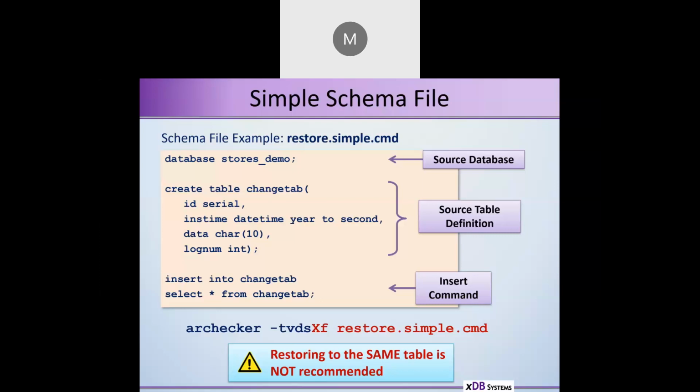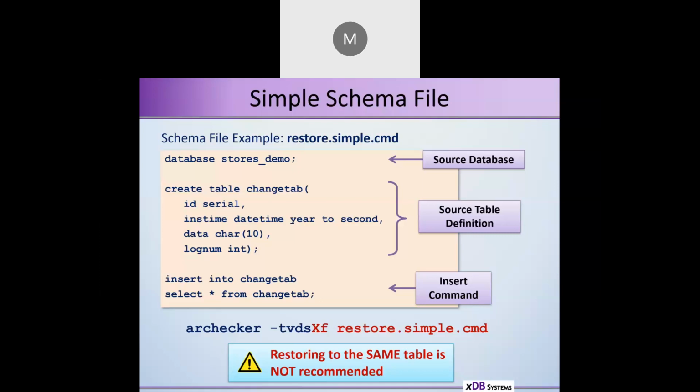So the third thing that we need in here is the insert command. Here we're saying, hey, when you find this table in the archive, write it into the same table. Okay, so insert into change tab, select star from change tab. So essentially, when the utility goes through the archive, it'll stage the contents of that table, and then it will perform this insert and load the work table, the stage table, into the target table.